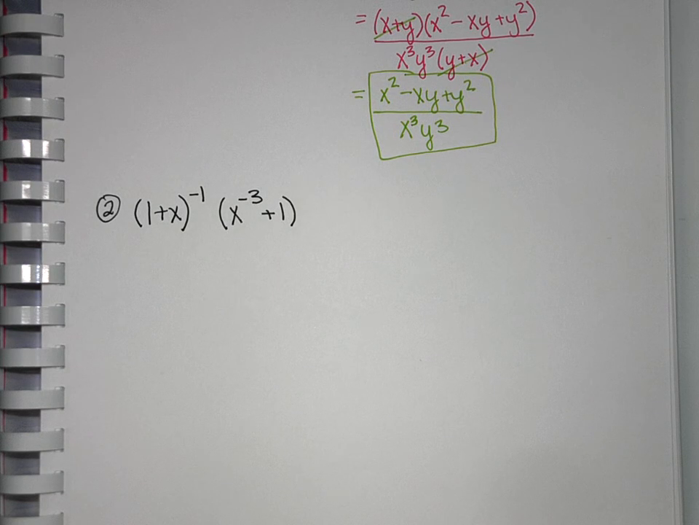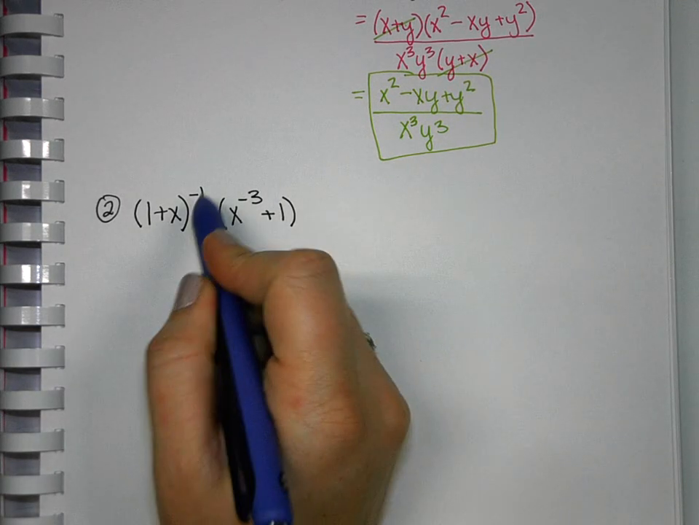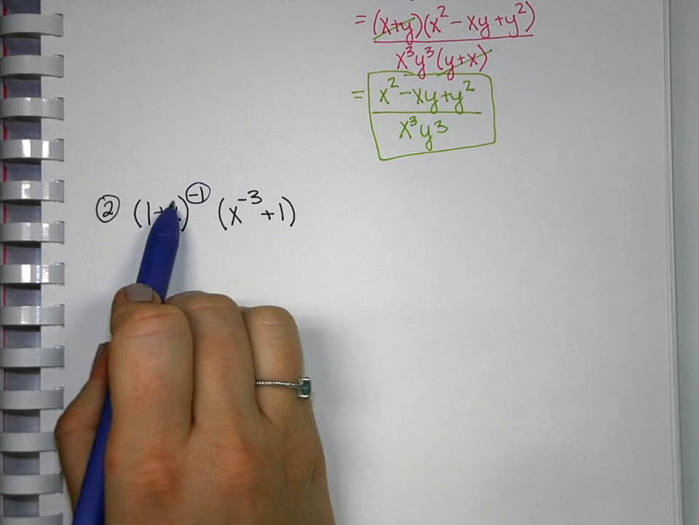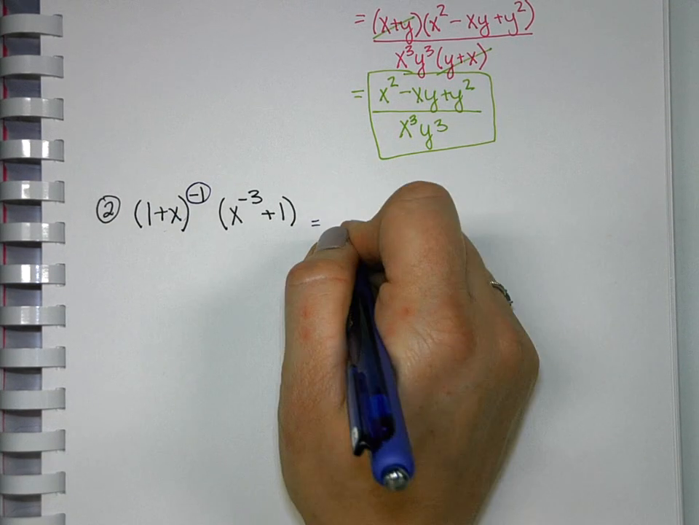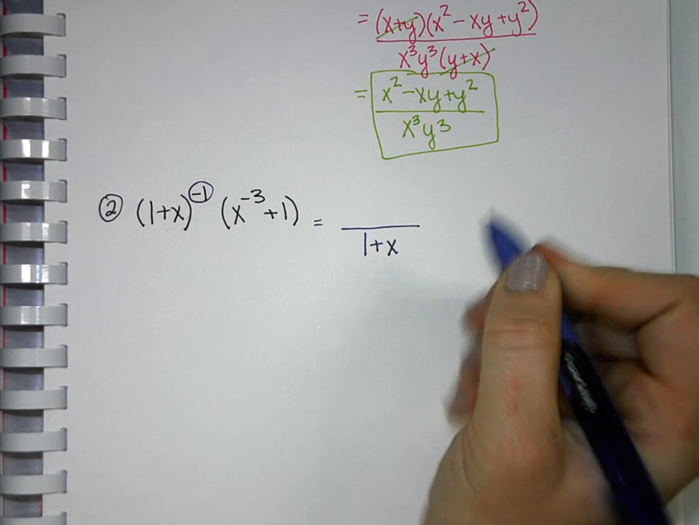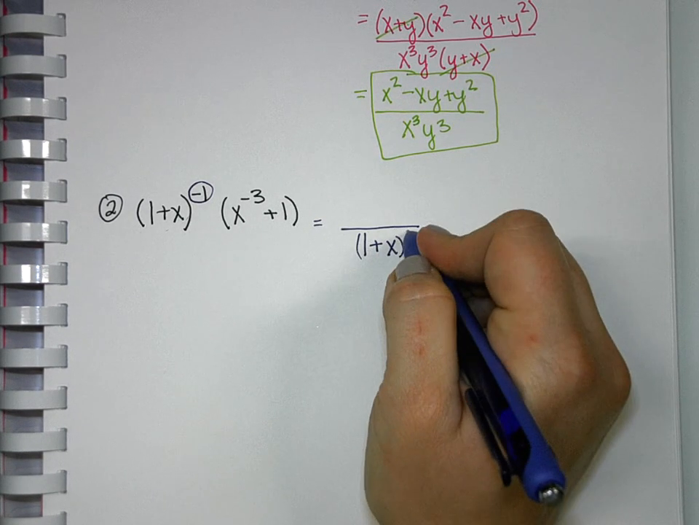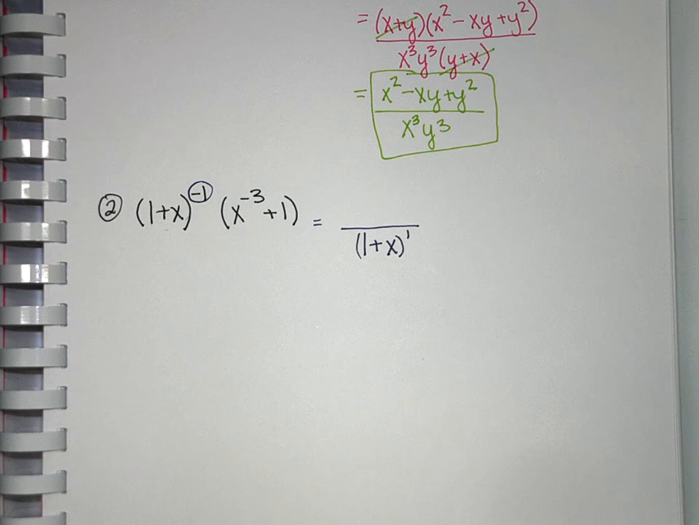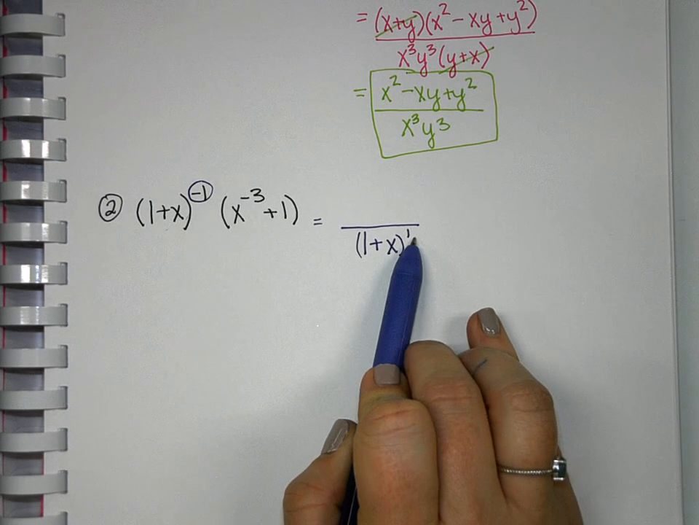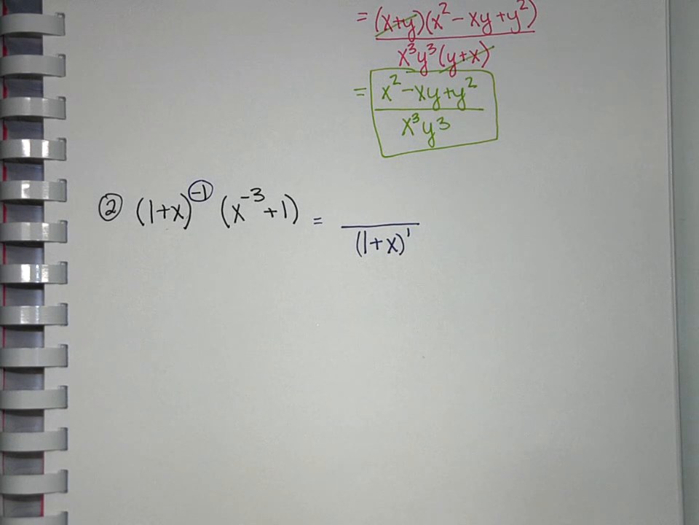So in the same way as we did number 1, I want to try to get rid of the negative exponents. So this negative 1, because it's on the entire polynomial, I'm going to bring the entire polynomial 1 plus x to the bottom. And then it will become the positive 1. Now, because it's to the first power, we don't even have to write the parentheses or the 1. We just move the whole polynomial to the bottom.